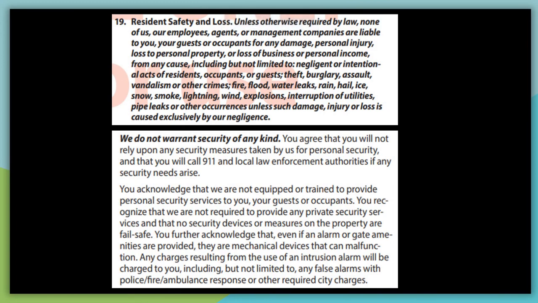Paragraph 19 goes over the resident safety and loss policy. In this case, they do not guarantee security and are not liable unless the situation was caused by their negligence. Renter's insurance will have your back though, so don't skip it.